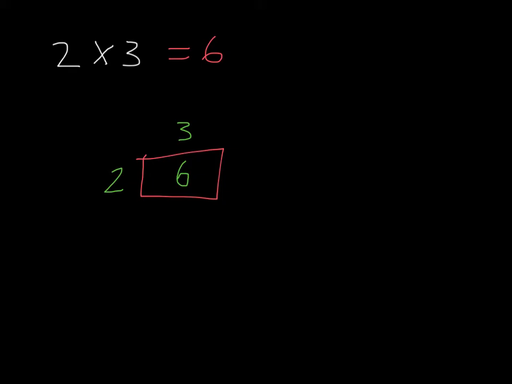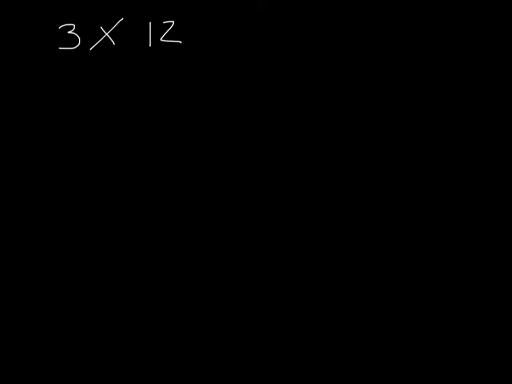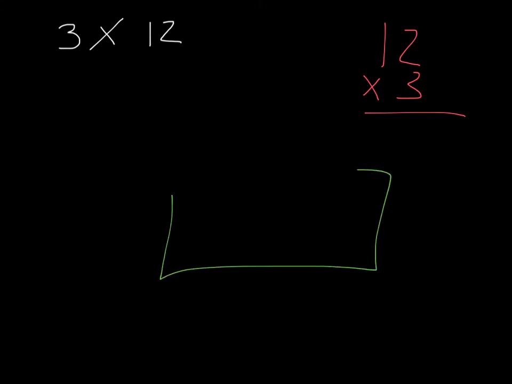use multiple digits. So traditionally when we solve this problem, we would set it up with the algorithm 12 times 3, like this. With the area model, we do it a little bit differently. First thing we're going to do is draw a rectangle. Okay? It doesn't have to be perfect. The first number that we have is 3, so we're going to put that on the left side here.